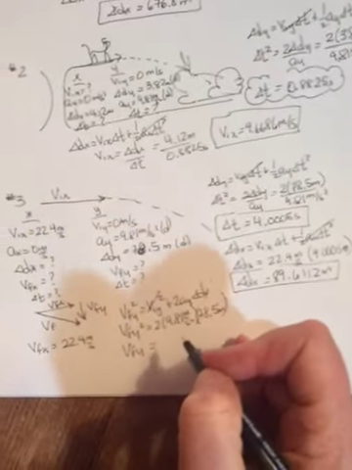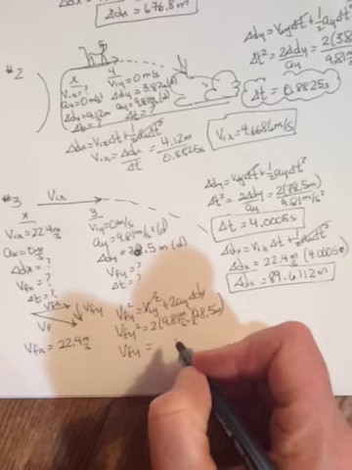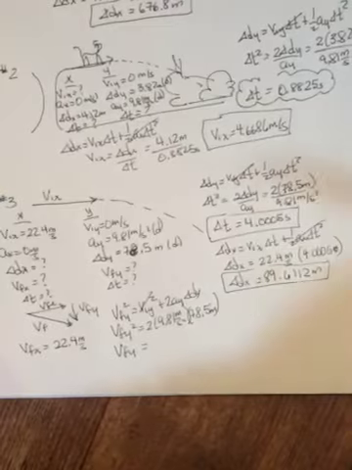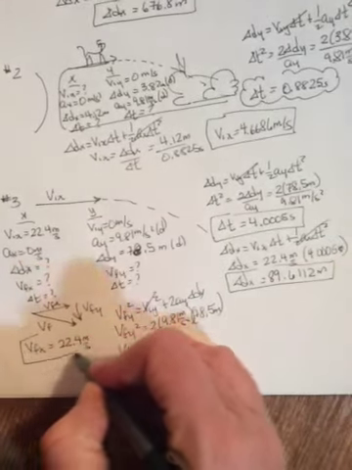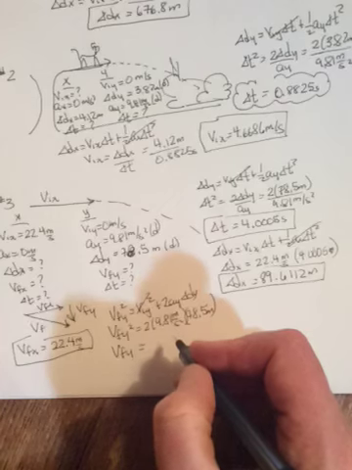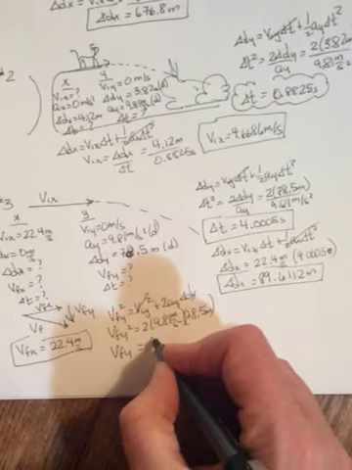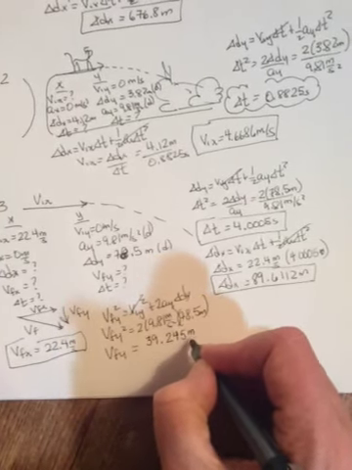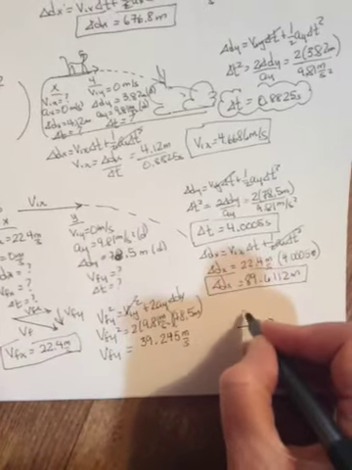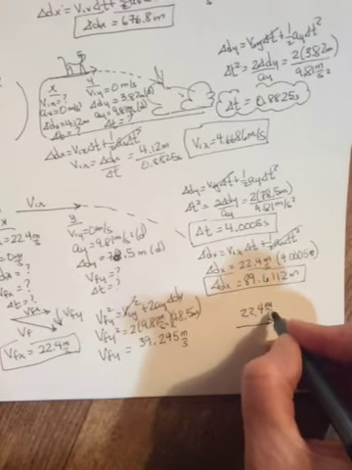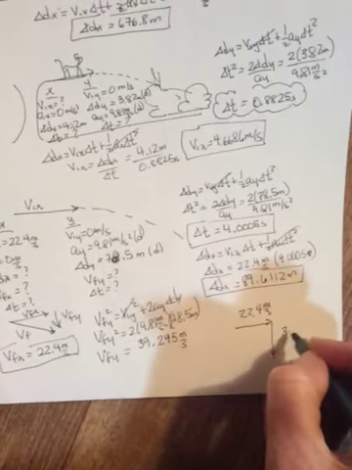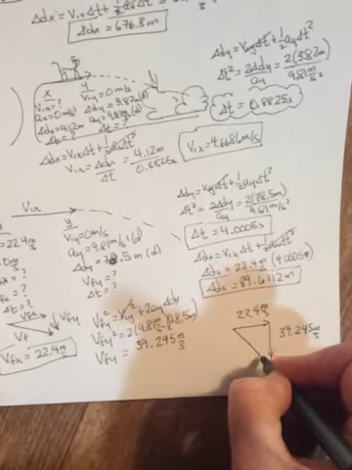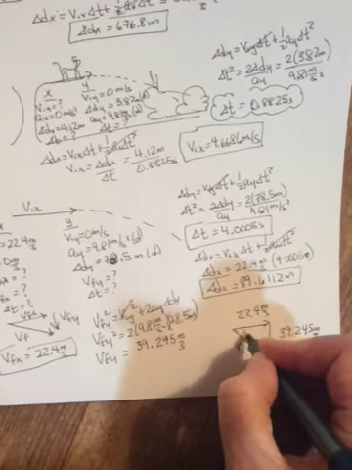Okay, so in the last video we were almost finished question number 3 on page 536. We had found the VFX, and we were just about to find the VFY. When you do it, you get 39.245 meters per second. So you have 22.4 meters per second here and 39.245 meters per second here, and so you find your VF and you find this theta.